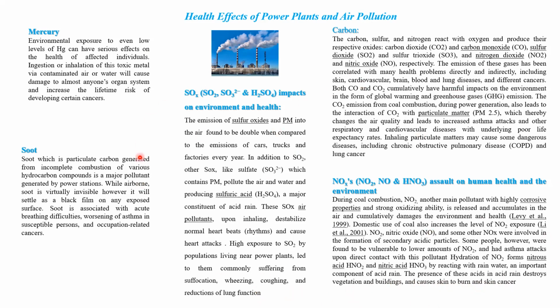So you have seen this. What are the effects of these emissions of mercury, soot, SOx components, carbon components, and NOx components on human health and vegetation? So they are very serious, and they have to be controlled. We'll see how they can be controlled in the next lecture.